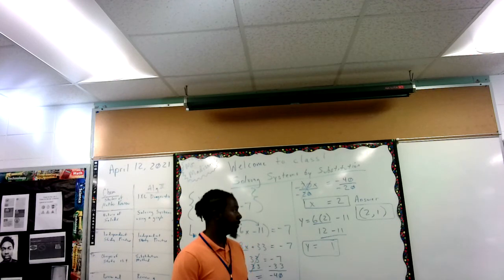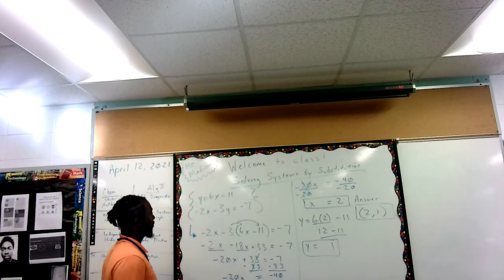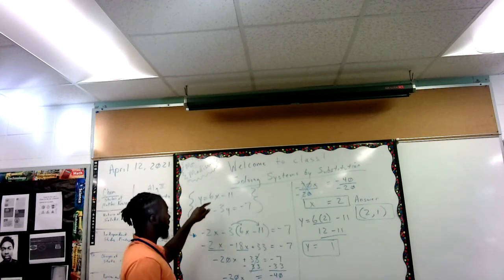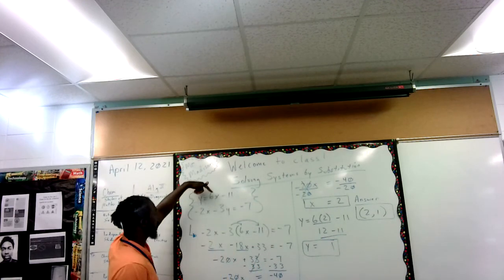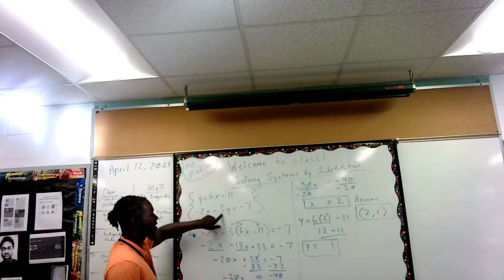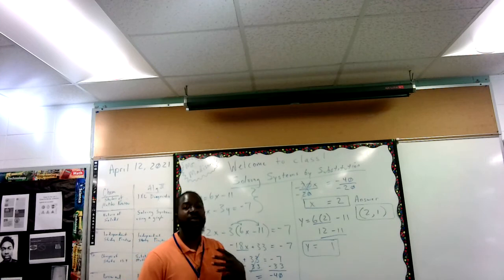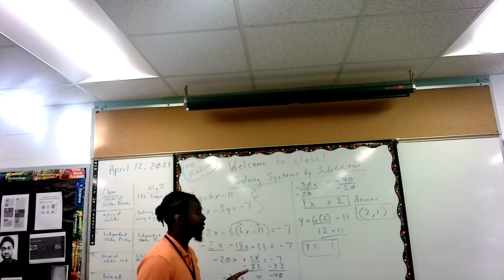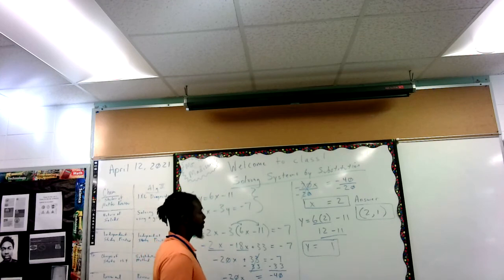Right? Then all we had to do was take the easier of the 2 in the system and put the 2 in for x. We used y equals 6x minus 11 because it was easier, because this one has a number in front of the y. So we could do this one, but we would have had to do an extra step. So we didn't want to do an extra step. Do what is easier in these problems.